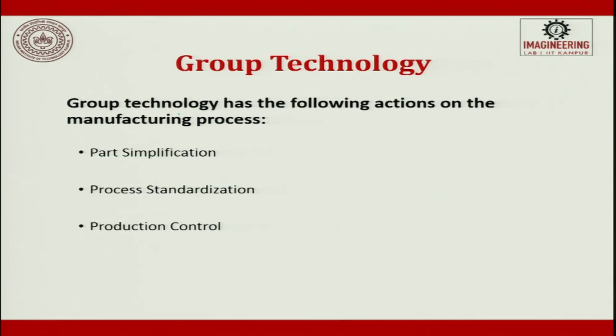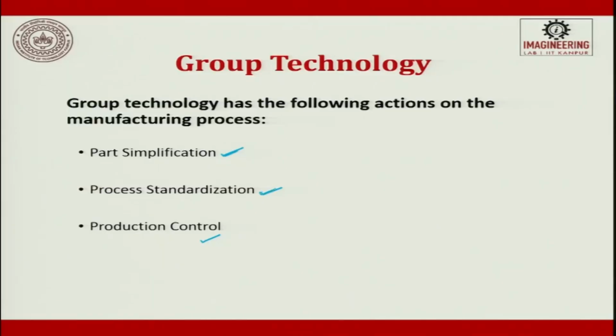So when we talk about group technology, the following actions on the manufacturing process have to be done: part simplification, process standard and production control. 3 important actions are to be taken. Part simplification. Suppose there are 100 variations, so what we do is we try to simplify and try to make the part geometry modular and simple. And with that simple thing we will see how we functionally meet the requirement which is expected out of the product.